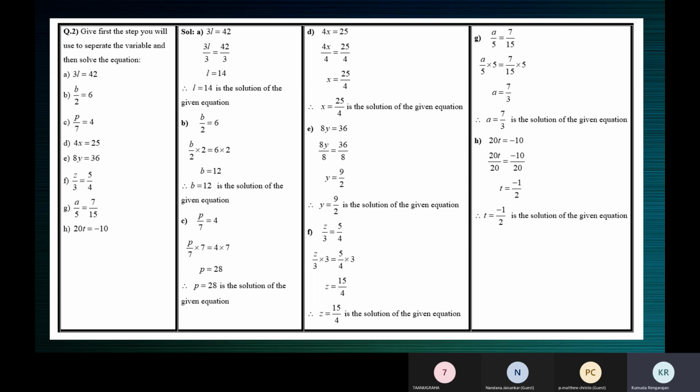In G, what happens when you multiply both the sides by 5? 5 ones are 5, 5 threes are 15. So 7 by 3 you get. Here 5 and 5 get cancelled. Ma'am, we should simplify it, ma'am. The answer will be 35 by 15, ma'am. So we should simplify it, ma'am.